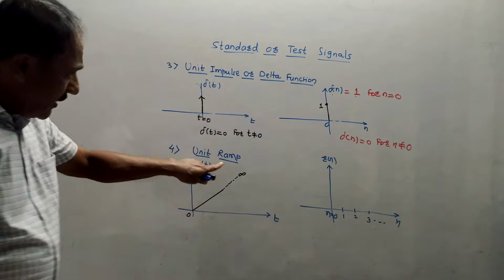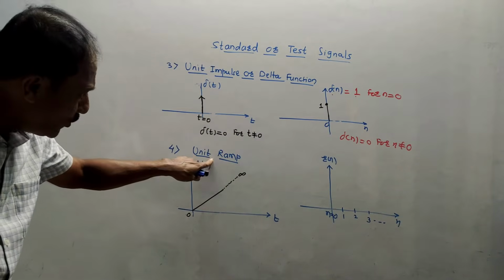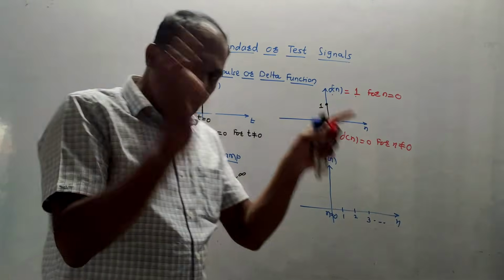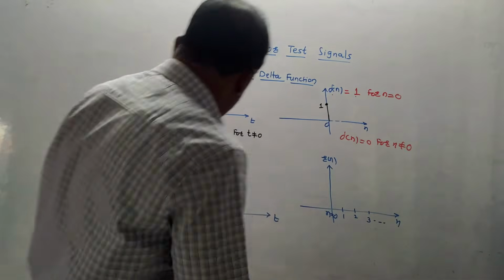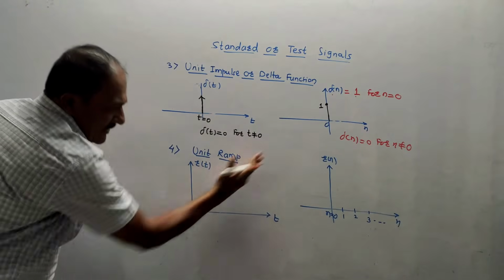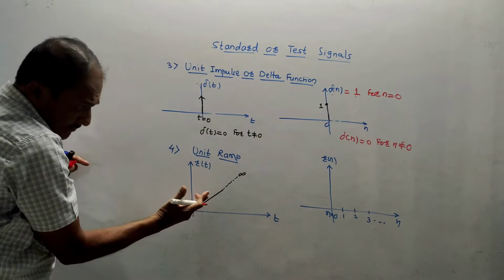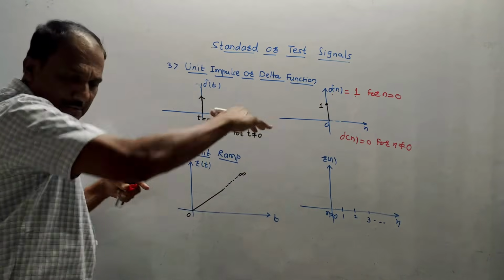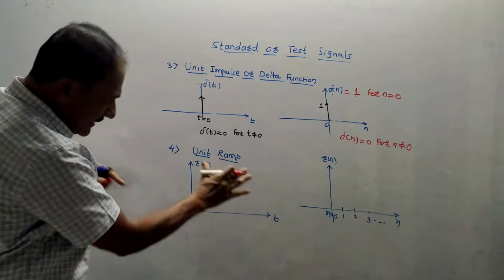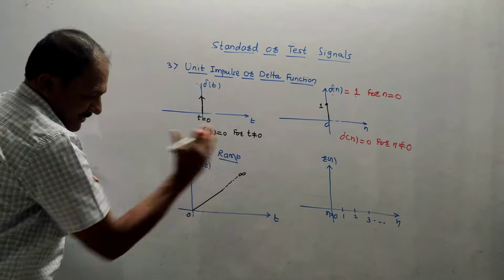Anything will do. The fourth type of signal is the unit ramp. Do remember, unit means one, single. It is a ramp signal. A ramp signal is like this. I have shown the ramp signal which is increasing. The ramp can be in a downward direction. Presently we are considering a standard ramp signal.